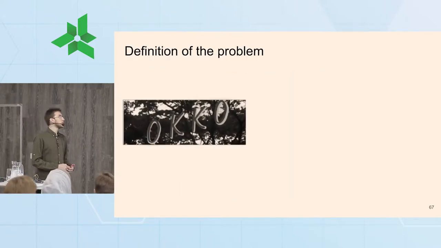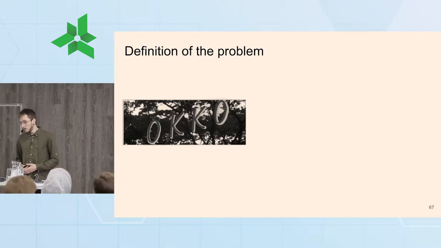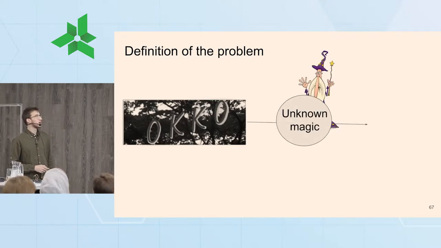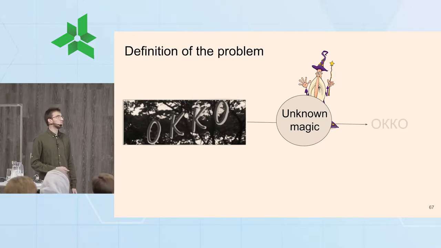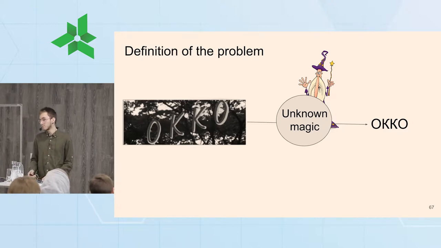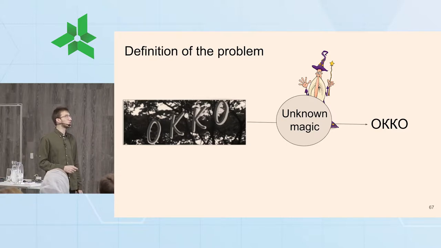Okay, so let's define our problem. We have this input image, and I will show all examples on this image. It's the same word, Oko, just a brand. We have some unknown magic that's going to help us, and we have the output sequence Oko. Just like most of machine learning is all about this unknown magic: we have something on the input, some unknown magic, and our output.